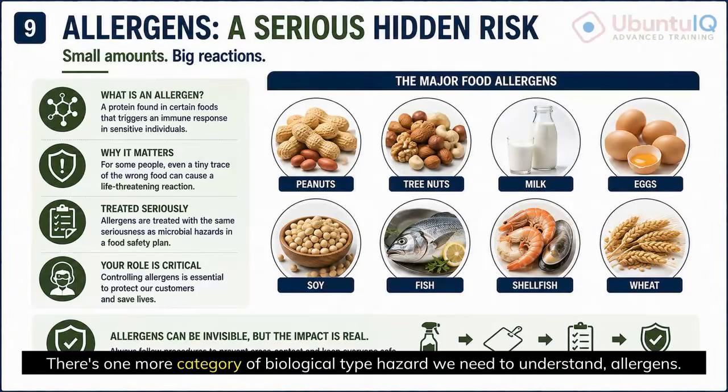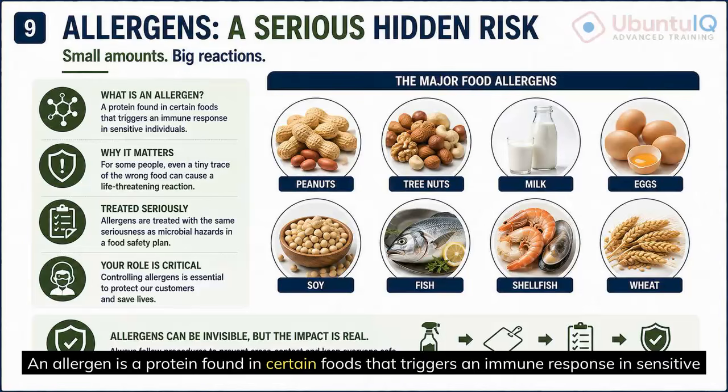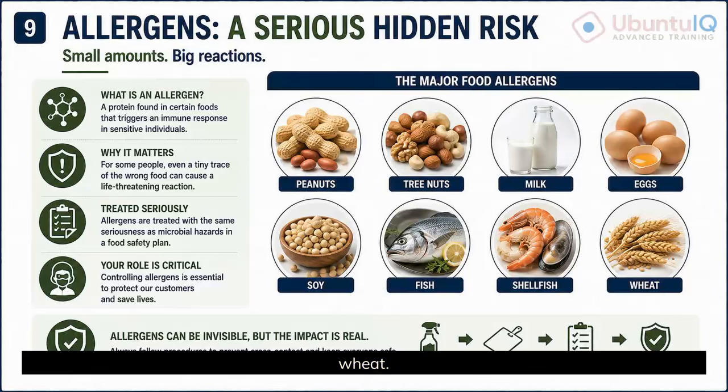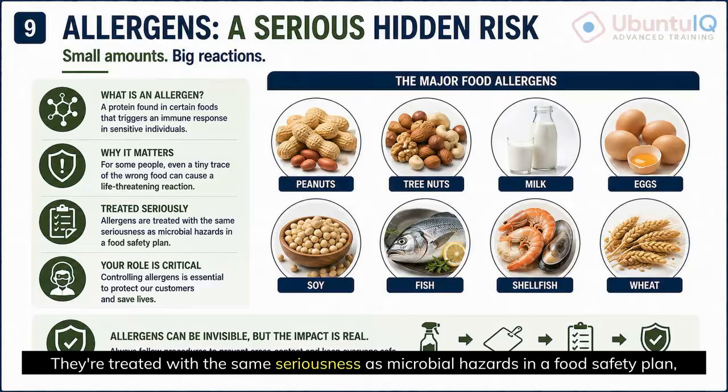There's one more category of biological hazard we need to understand: allergens. An allergen is a protein found in certain foods that triggers an immune response in sensitive individuals. For some people, even a tiny trace of the wrong food can cause a life-threatening reaction. The major allergens include peanuts, tree nuts, milk, eggs, soy, fish, shellfish, and wheat. They're treated with the same seriousness as microbial hazards in a food safety plan, and your role in controlling them is critical.